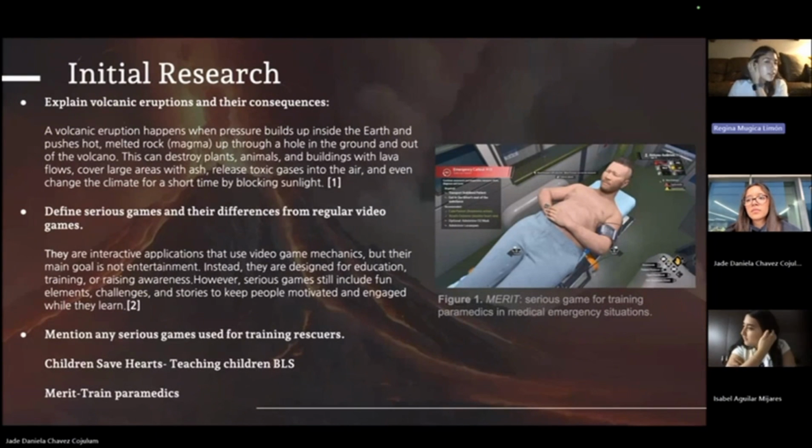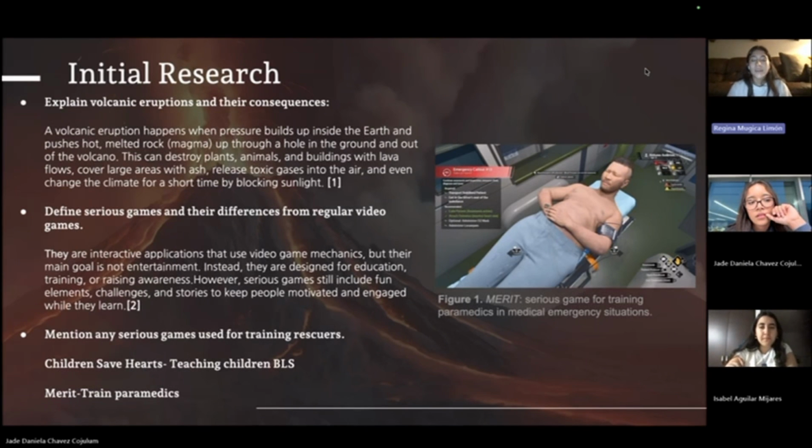For making our simulation, it was important to note that a volcanic eruption happens when pressure builds up inside the earth and pushes a hot melting rock called magma. The lava can destroy plants, animals, and buildings. Ash and gases spread in the air, making it hard to breathe, and sometimes even block sunlight, and this causes changes in temperature. Also, we need to investigate what serious games are.